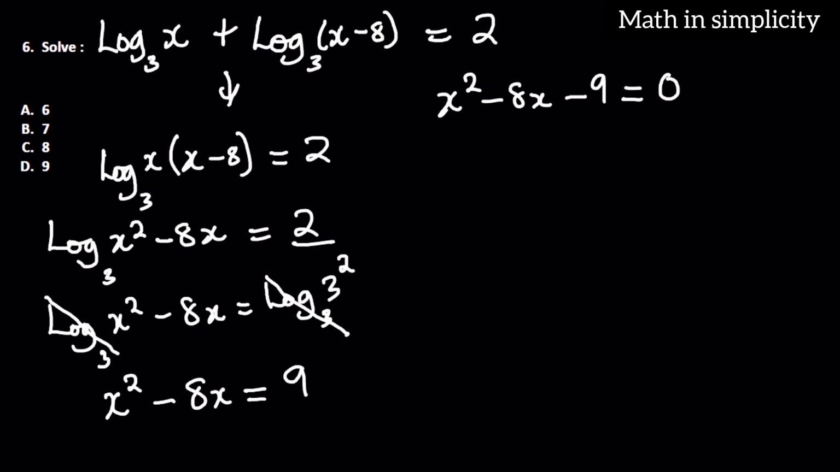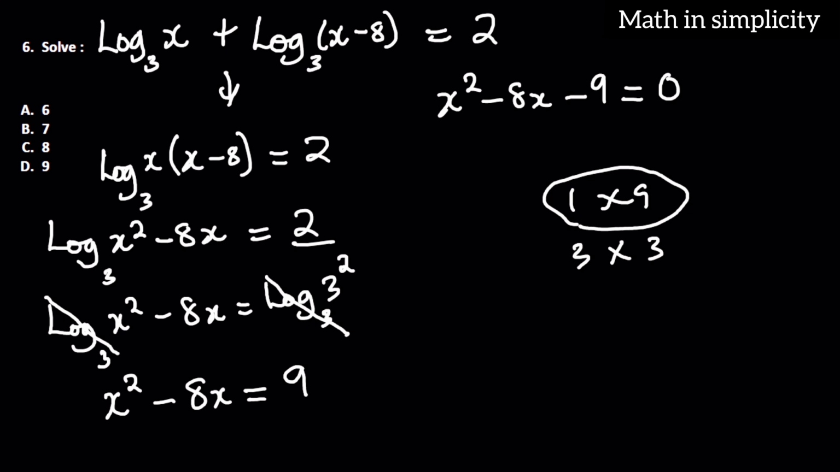Now we can solve this by the factorization method. It looks hard, but I believe it is very much factorizable. We're looking for two factors of 9 such that if we add them, we get negative 8, and if we multiply, we get negative 9. The factors of 9: we have 1 times 9, and 3 times 3. We cannot add 3 and 3 and get 8, so basically we have just 1 and 9.